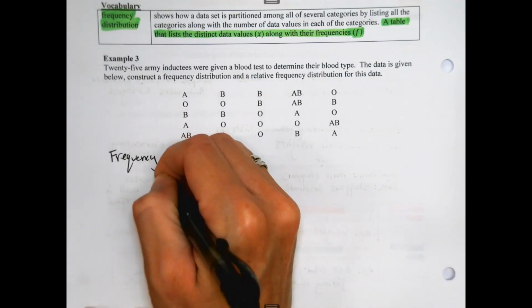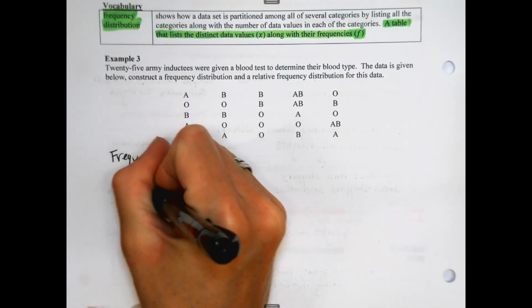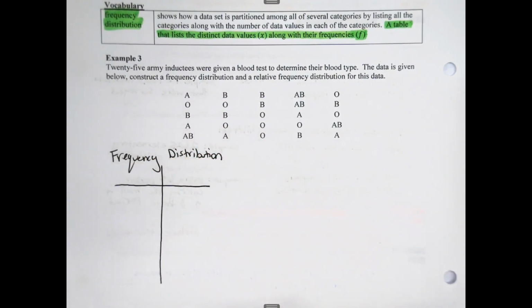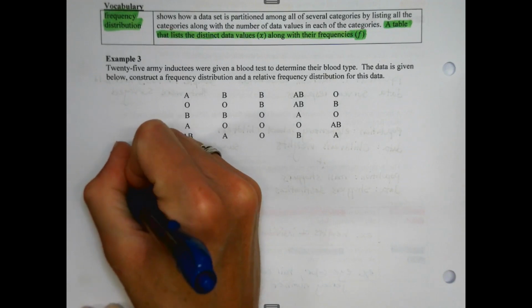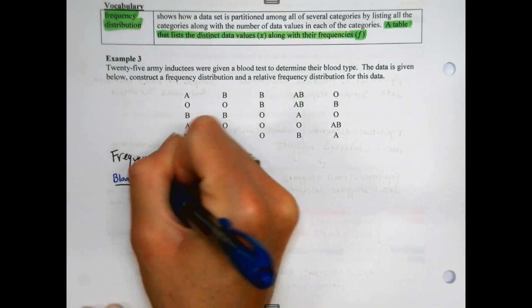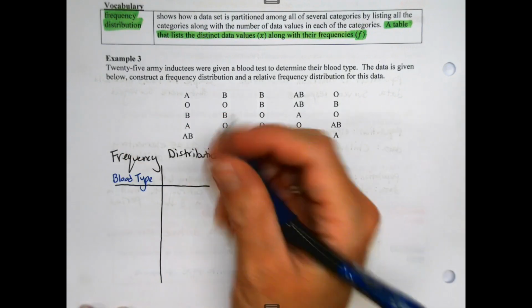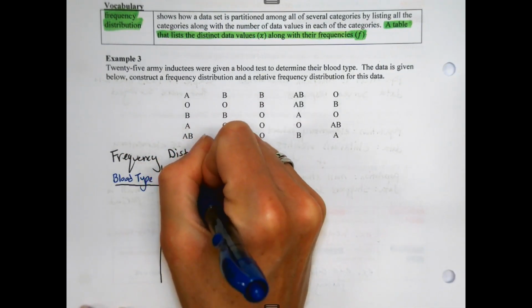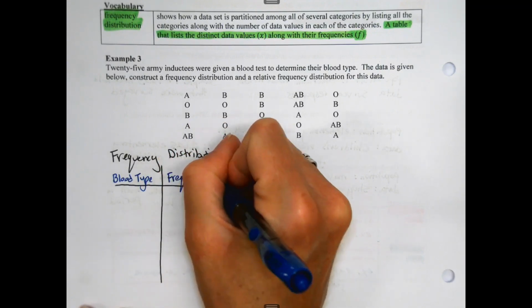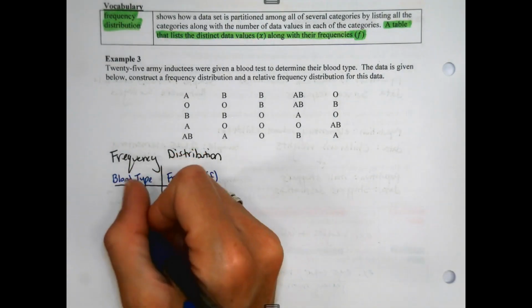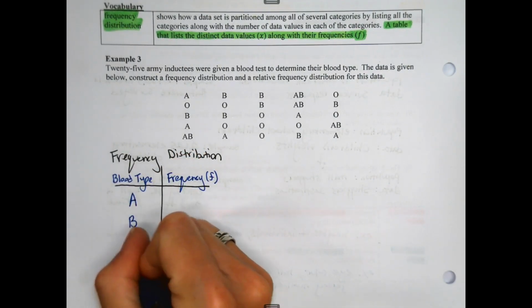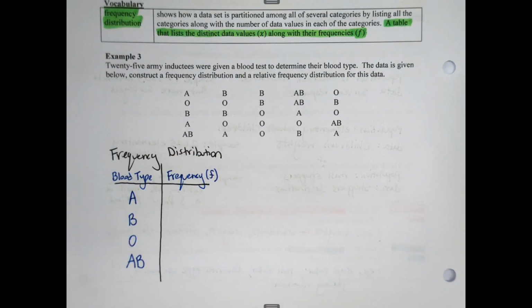We have a table. It's going to have 2 columns. One column is going to be whatever we are studying. In this case, what we're studying is blood types. And then the other column is going to be our frequency, or how often that item occurs. The blood types that we have are A, B, O, and AB. So all we need to do is count up how many of each type we have.